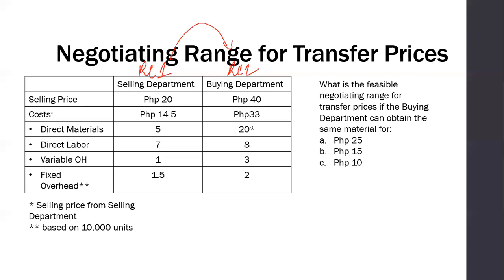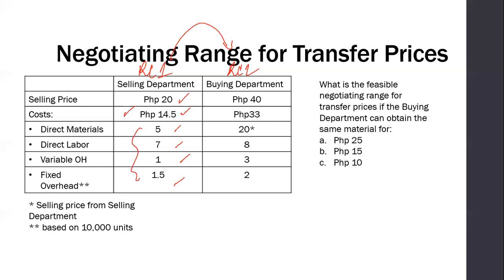Okay. So the selling department, its selling price is 20 pesos per unit. Its total or its full cost is 14.5. That's the product cost per unit. What is the component? Direct materials, 5 pesos. Direct labor, 7. Variable overhead, piso. Fixed overhead, 1.5 pesos per unit. So therefore, the full cost or product cost is 14.5.